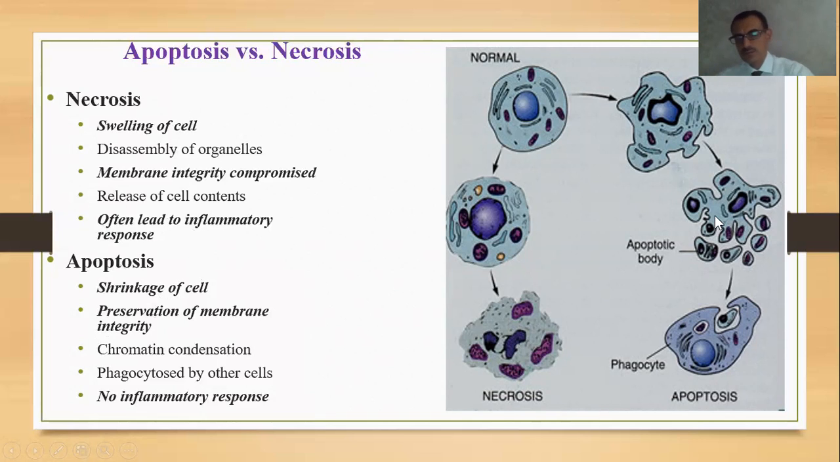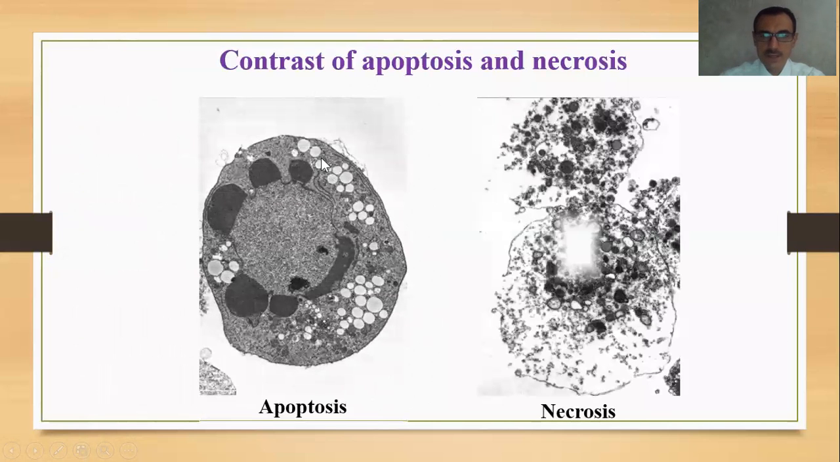But in apoptosis, as we discussed, the chromatin is condensed and the apoptotic bodies are phagocytosed by other cells, and no inflammatory response develops after apoptosis. Here you can also compare the apoptotic cells with the necrotic cells. Here you see the electron micrograph of the apoptotic and the necrotic cells. As you see here, the membrane integrity is preserved, but here we see that the cell is destroyed and the cell contents are released from the cell.